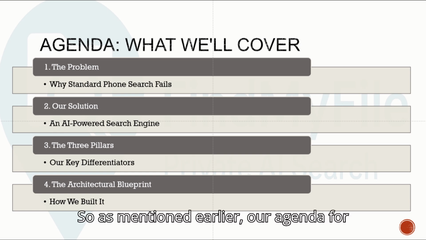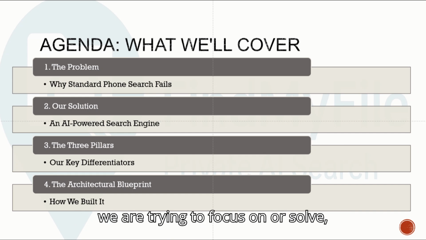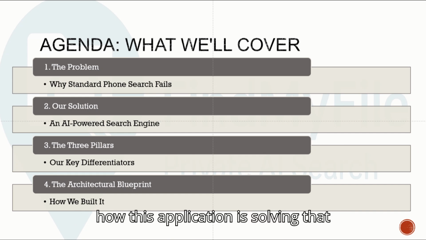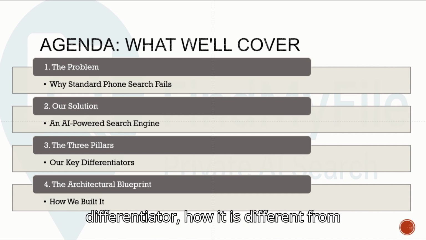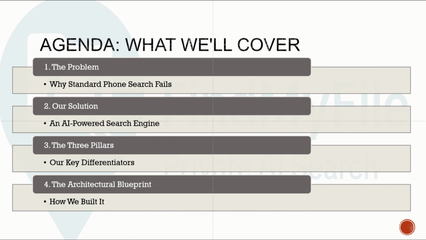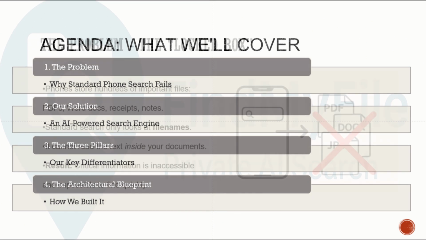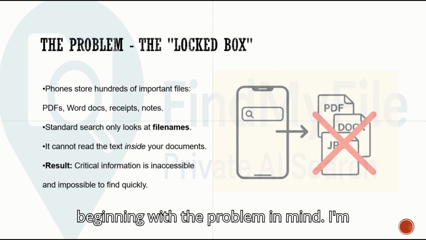So, as mentioned earlier, our agenda for today is to go through the problem which we are trying to focus on or solve, how this application is solving that problem using AI, our key differentiator, how it is different from other search applications, and how did we actually build it. So, the problem slide. Let's start at the beginning with the problem in mind.